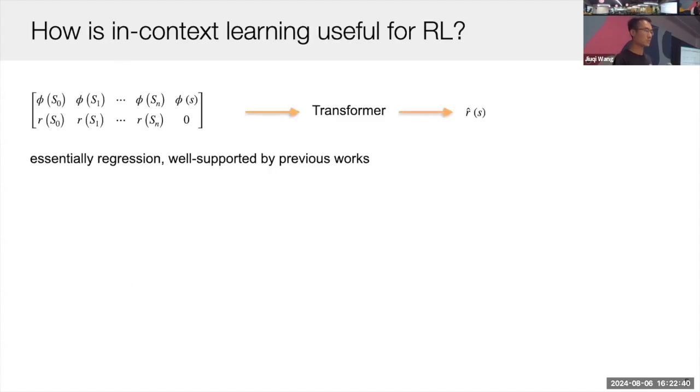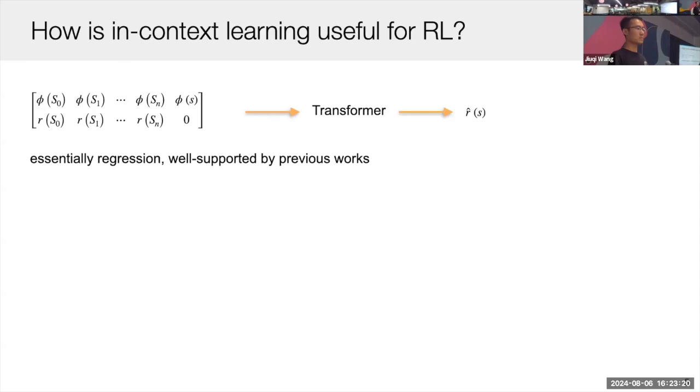And what does it mean for RL? How is in-context learning useful for RL? One obvious application is you give it a lot of features and a reward, then you pass it through the transformer and get a prediction of a reward. This is essentially regression, and it's well supported by previous works. But I think anyone with experience in RL would think that guessing the reward is not that useful if you're not doing model-based RL.